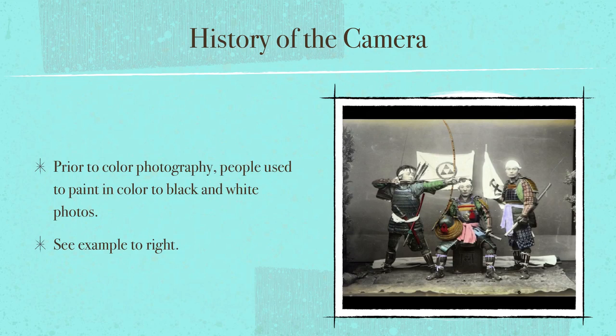Back in the early 1900s, early 20th century, there was no color photography available to the mainstream, and people used to actually paint color onto their black and white photos. So you see this example to the right of this image of these samurai warriors. It's half painted, and you see that the artist went in and painted the black and white film, or whatever it was printed out on, to give it color.